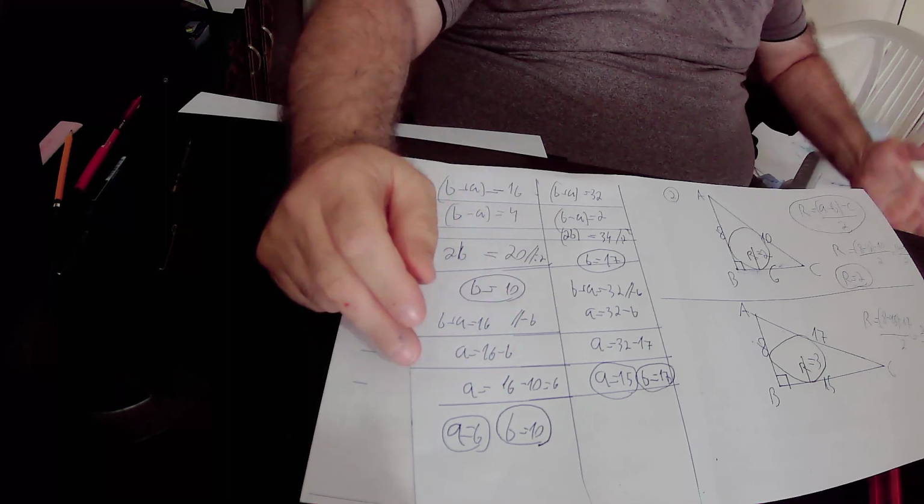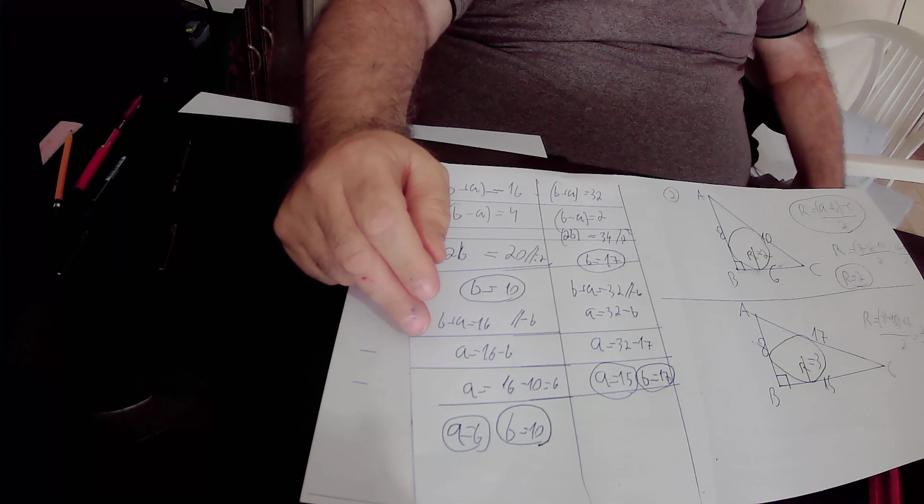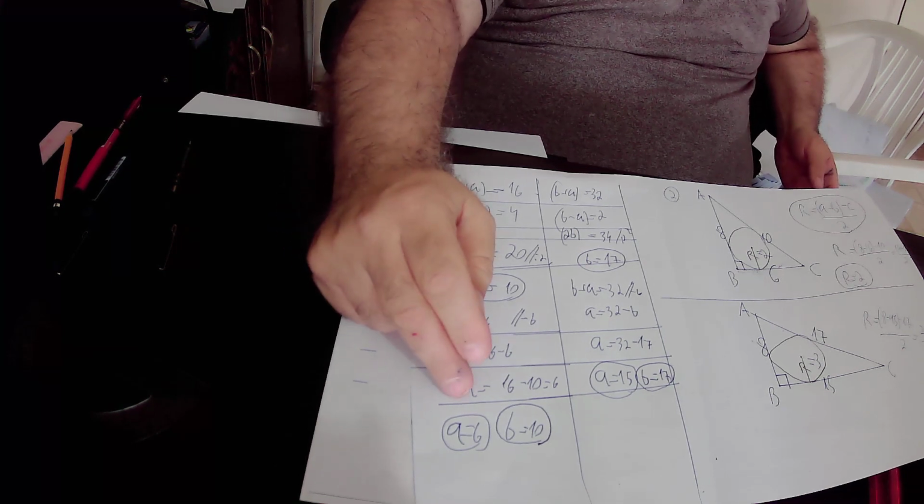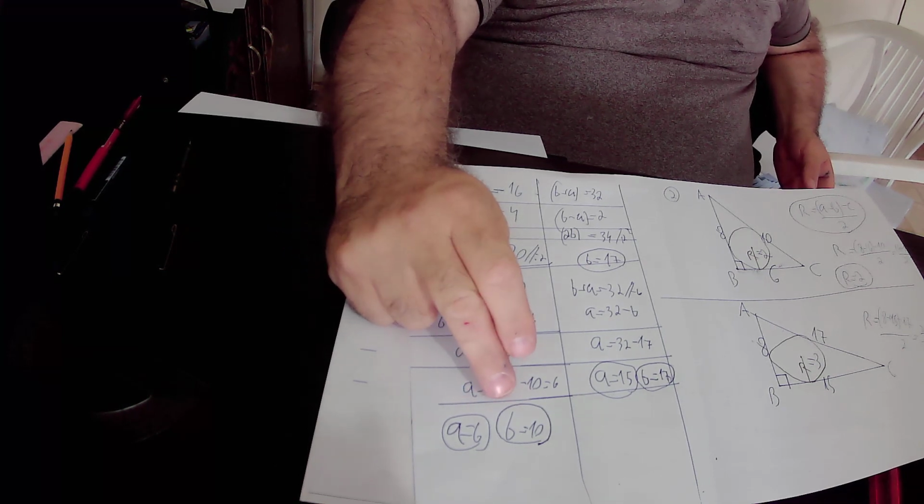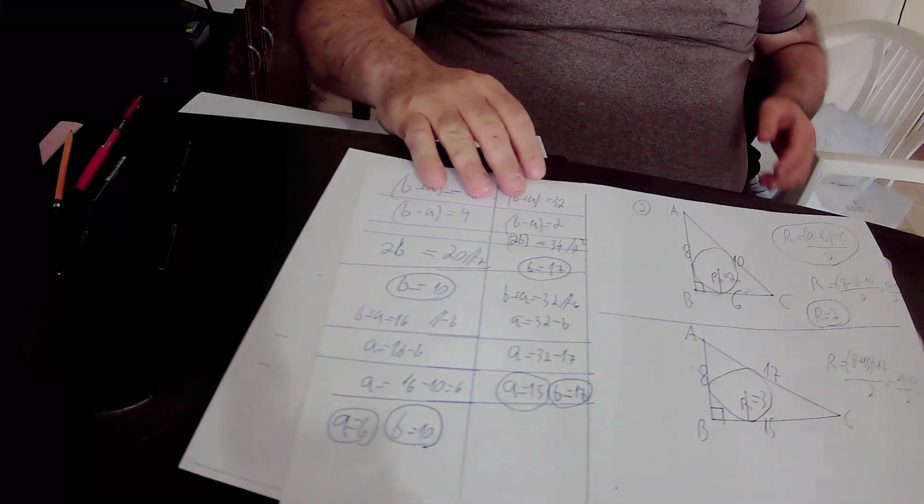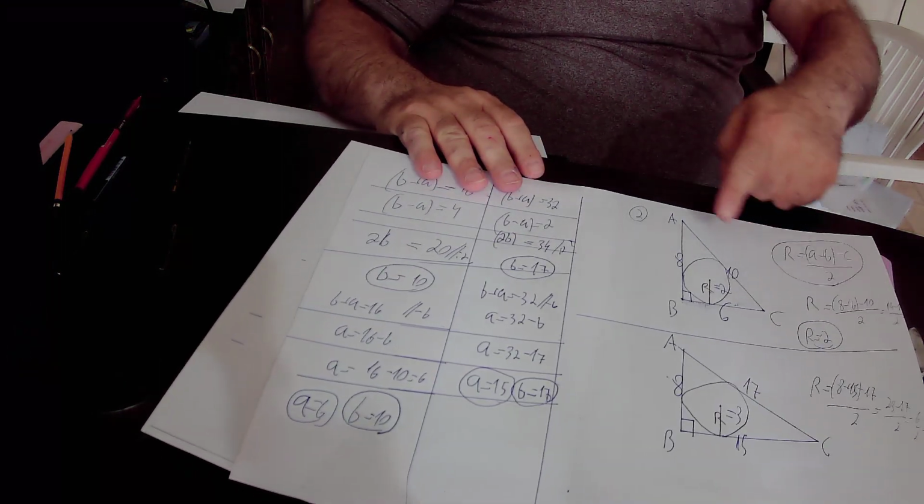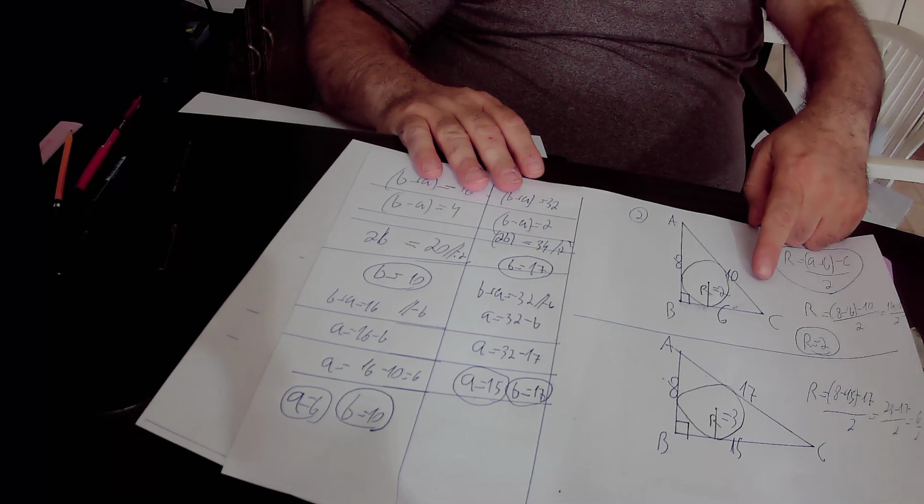So in conclusion, we found out that according to the first option, the value of a is 6 and the value of b is 10. Here, a equals 6 units and b, the hypotenuse, equals 10 units.